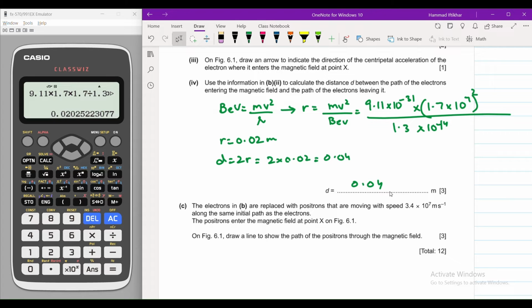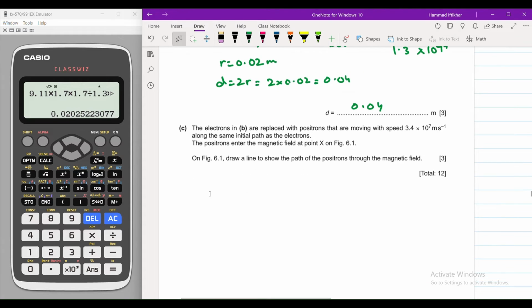Okay, so the electrons are placed with positrons that are moving with a speed of 3.4 × 10^7 along the same initial path as electrons. The positrons enter the magnetic field at point X. Draw a line to show the path of the positrons through the magnetic field.